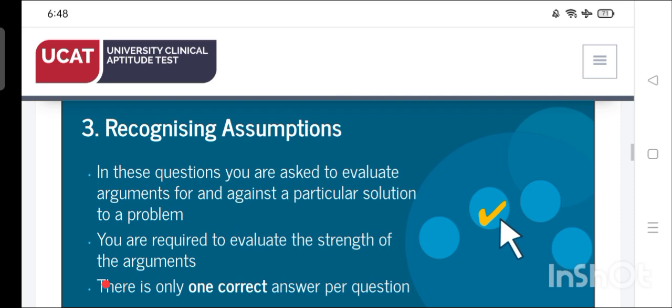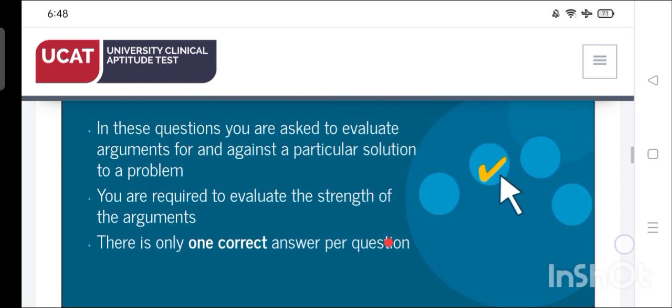Okay, next we have recognizing assumptions, the third type of decision making questions. In these questions, you are asked to evaluate arguments for and against a particular solution to a problem. You are required to evaluate the strength of the arguments. There is only one correct answer per question.